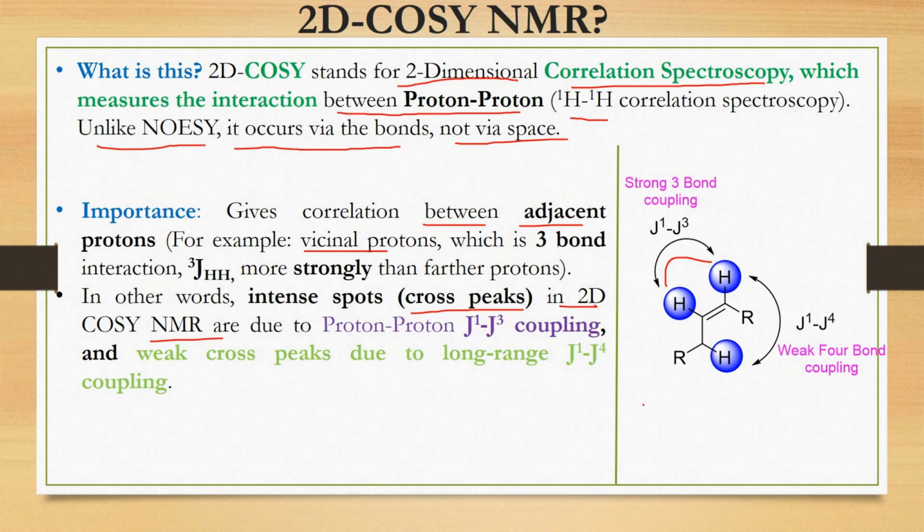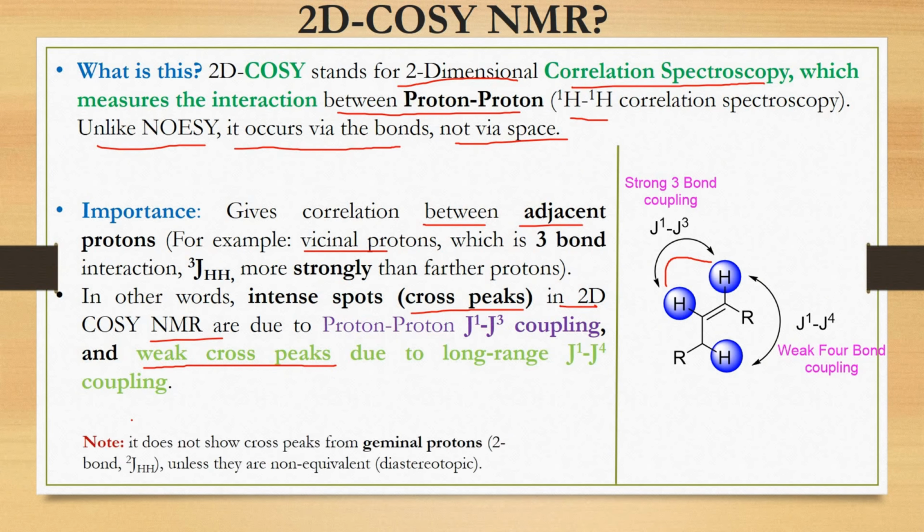Usually an allylic system can also show the J4 coupling, but those couplings will be weak, and therefore you are going to see weak cross peaks. So remember that vicinal protons will show a strong cross peak with high intensity, and if you see weak peaks, this is because of the long range coupling.